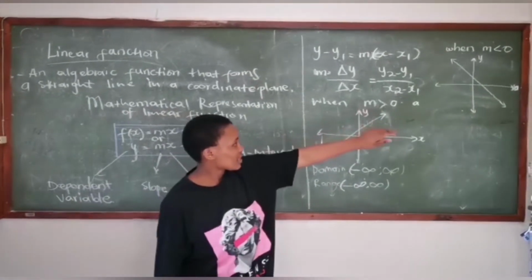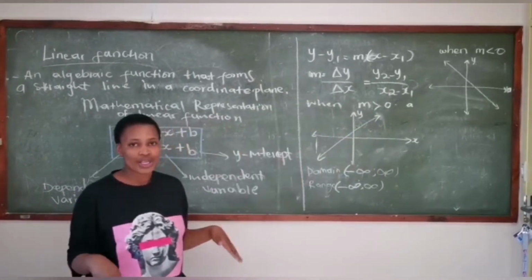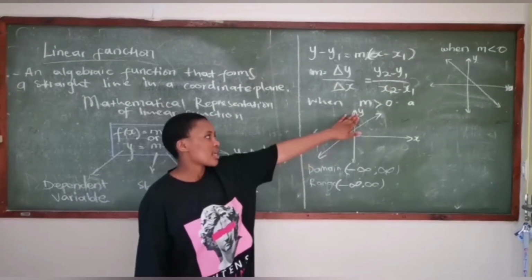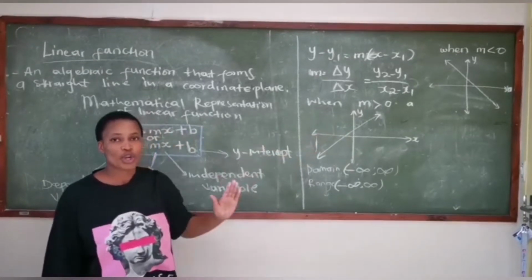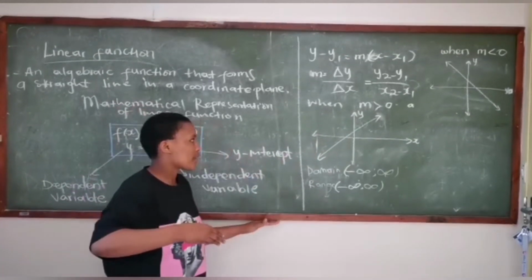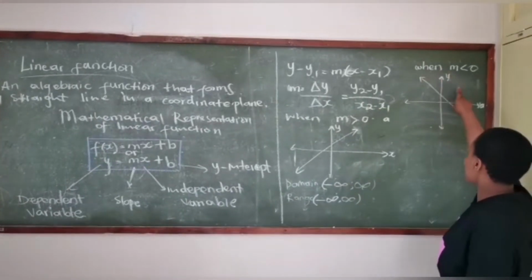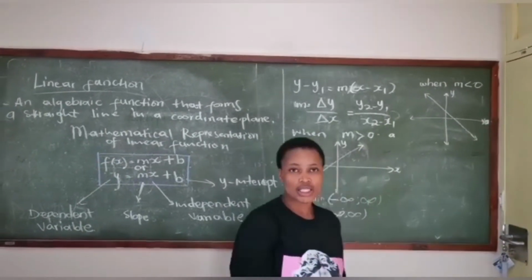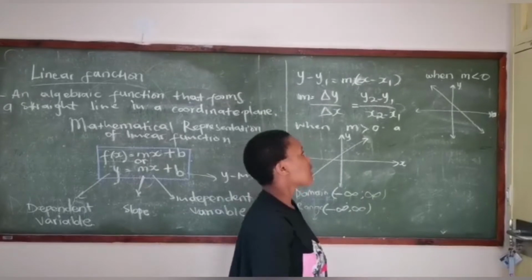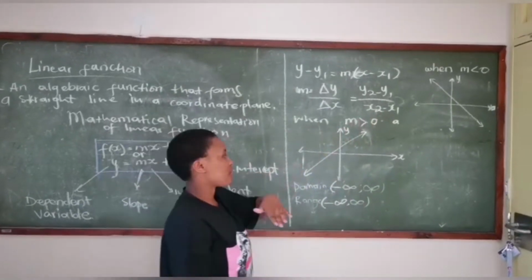When your m is greater than 0, your graph is going to increase. Hence, it means that your gradient is positive. That's why your graph will be an increasing one. And when your m is less than 0, your graph is going to decrease. Hence, your gradient is negative.